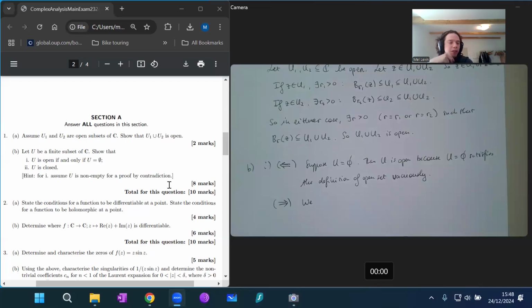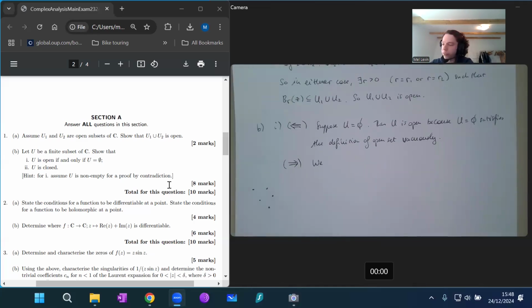So if U is a finite non-empty subset, why is it not open? Let's get a bit of intuition on that. We're talking about a finite non-empty subset, so it's just a set of points in the plane.